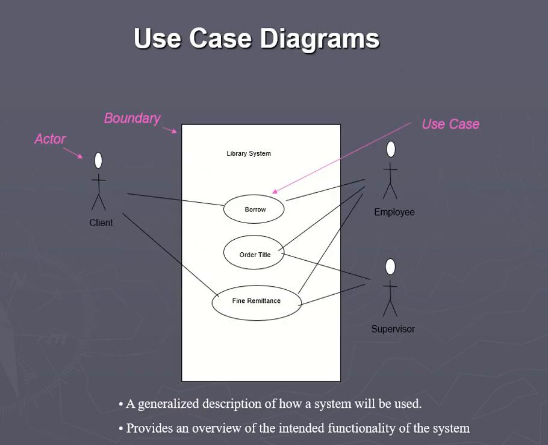How can we use the use case diagram? First, we can see here that this is an actor, that is a client, and that is a boundary.